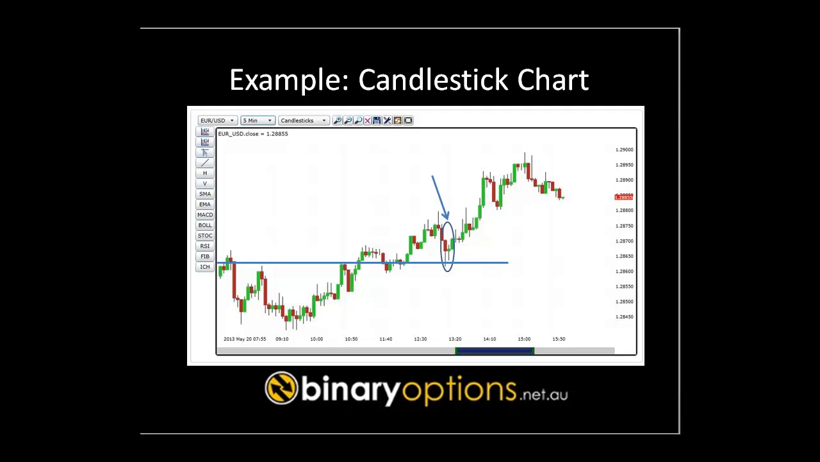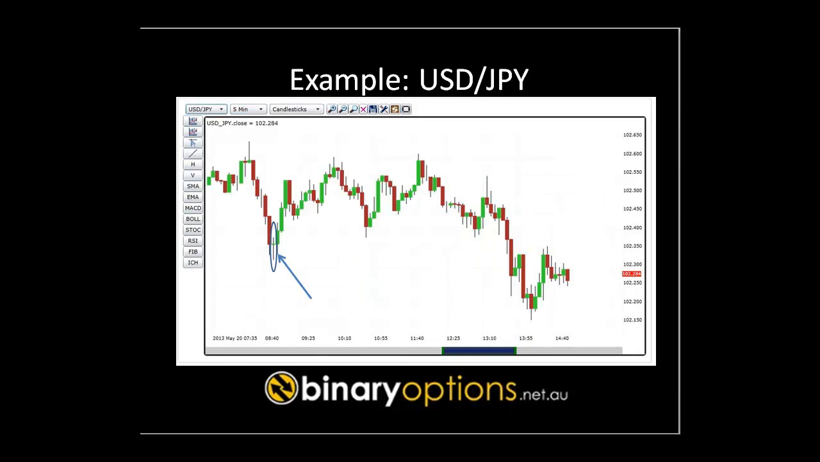So those are just two of the candles that are important to me on this chart. Let's take a look at another example. So this is another currency pair. This is US dollar versus Japanese yen. And again, it's 5-minute candles over a 1-day period.